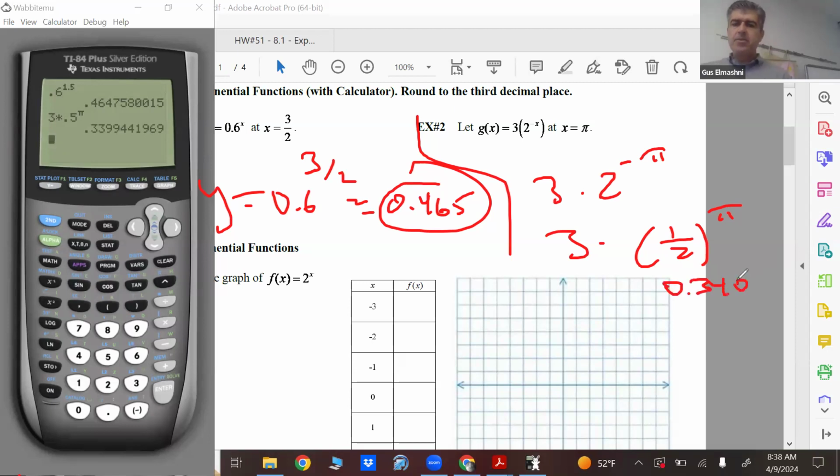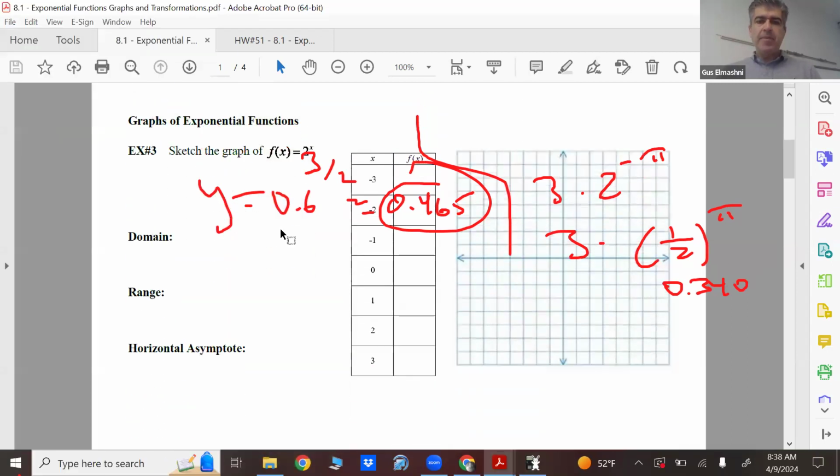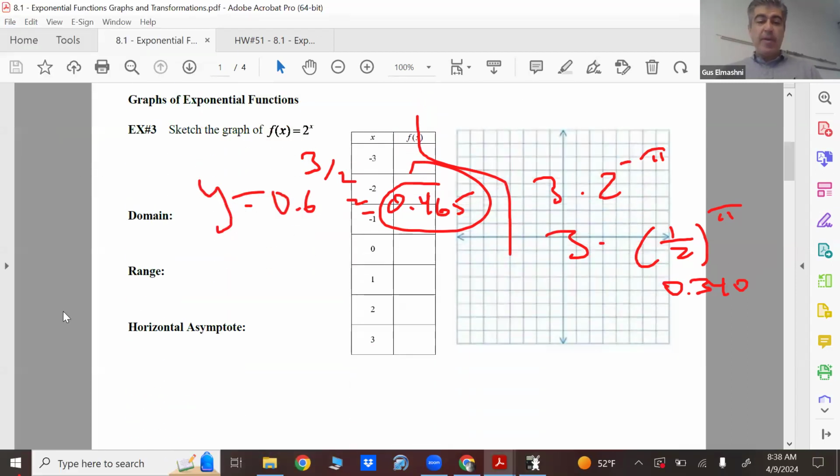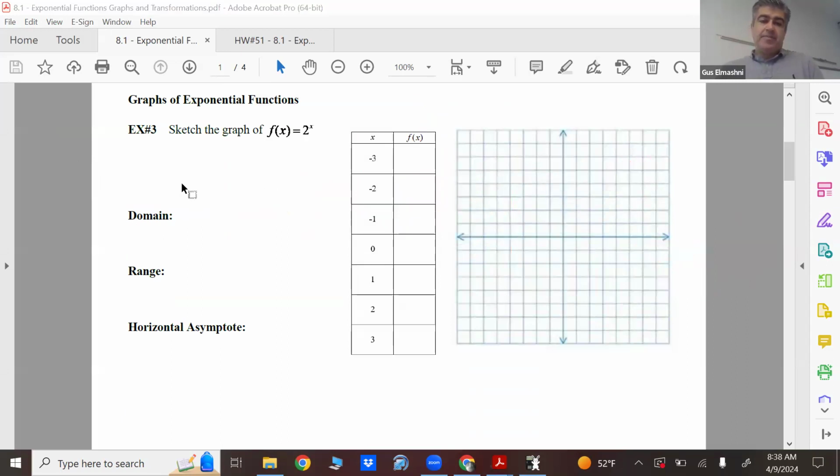Okay, so all makes sense? We're good? Okay, cool. Let's keep on moving. Graphing should be very straightforward. Just a bunch of numbers are going to plug in for x. First of all, the domain's all real. We know this. We'll worry about range in a little bit. We'll worry about horizontal asymptote in a little bit. Let's fill out this table.